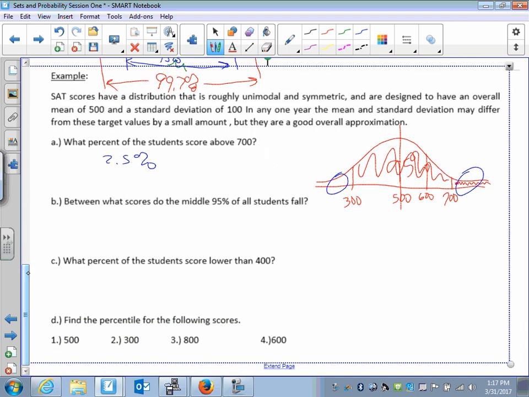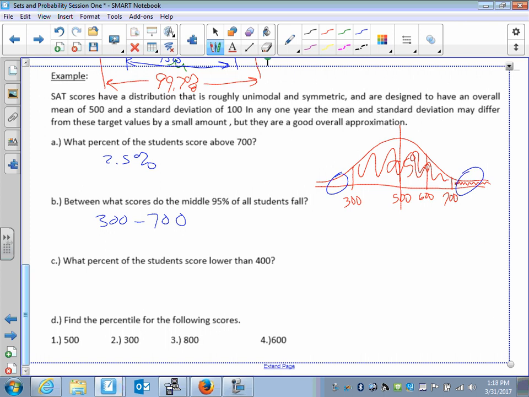Okay, question B. Between what 2 scores do the middle 95% of all students fall? Well, we already got this because we have the 95% in there. It's from 300 to 700. 95%, again, by the empirical rule, 95% of the students will fall between 300 and 700.